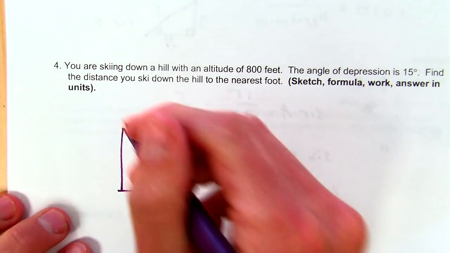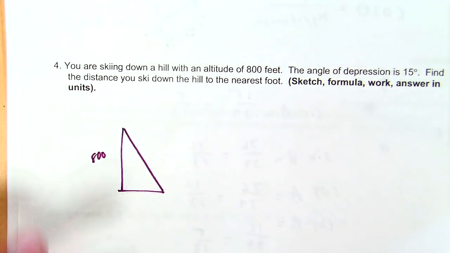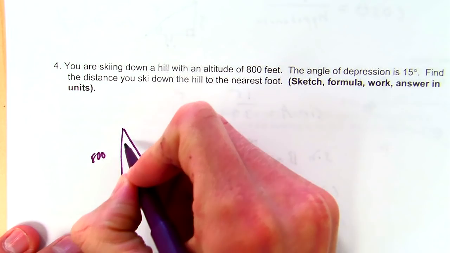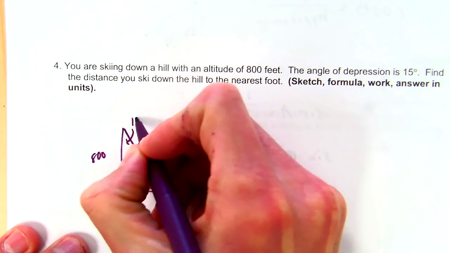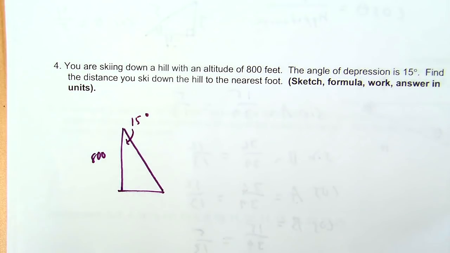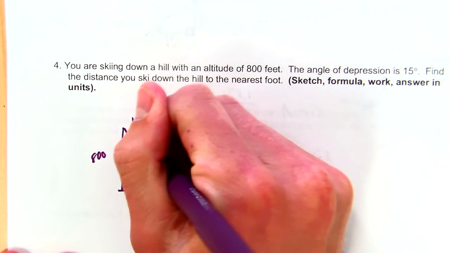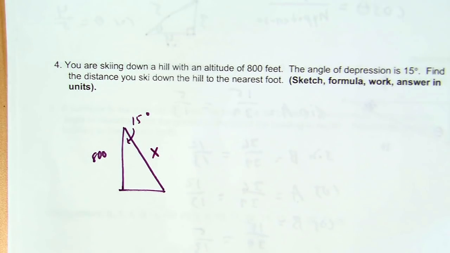Okay, you're skiing down a hill. Altitude is 800 feet, so this distance is 800 feet in the air. The angle of depression, we'll say that this angle right here is 15 degrees. Find the distance you ski down the hill to the nearest foot. So what you're looking for is this one.